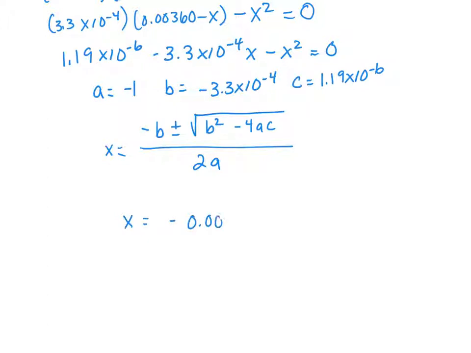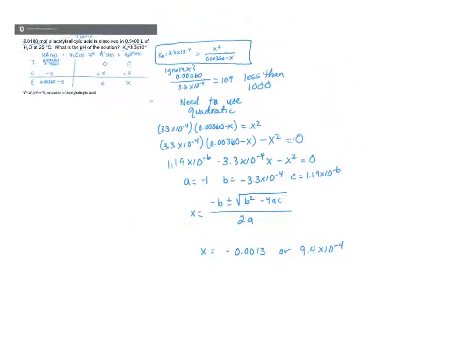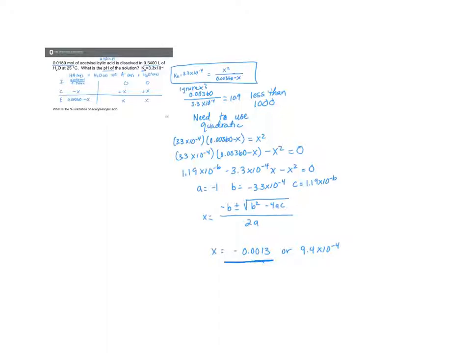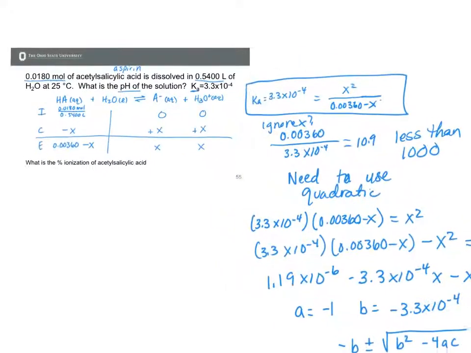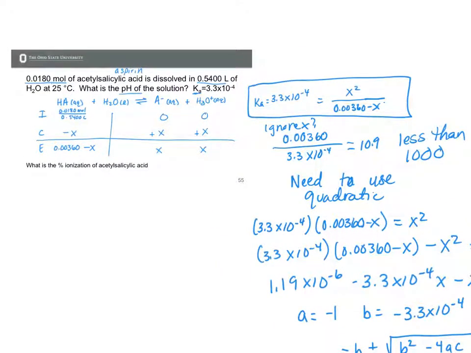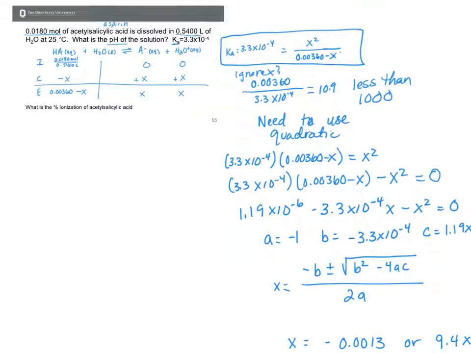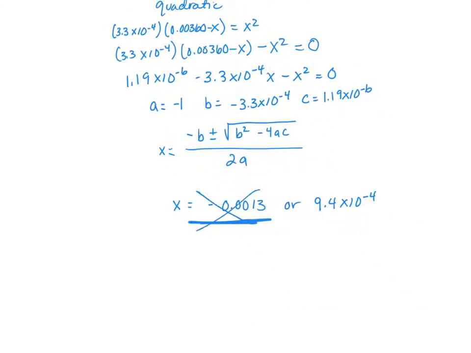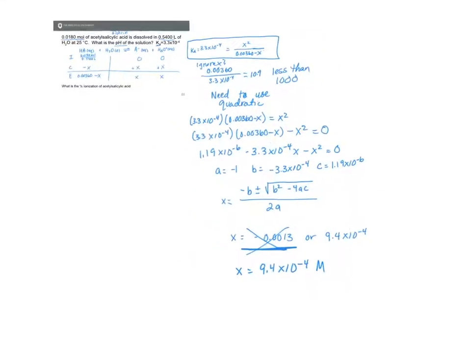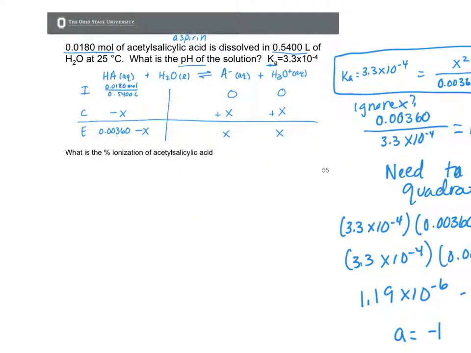minus 0.0013, or 9.4 times 10 to the minus 4. If we go back to our ICE table, if x were this negative 0.0013, we would have negative concentrations for A minus and H3O plus. So we know that that can't be the value, which means that x is equal to 9.4 times 10 to the minus 4 molar. And that's our concentration of H3O plus and A minus.